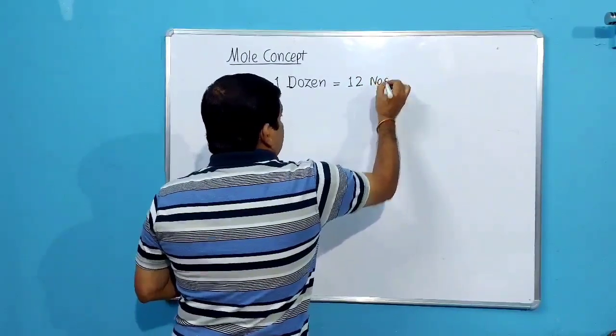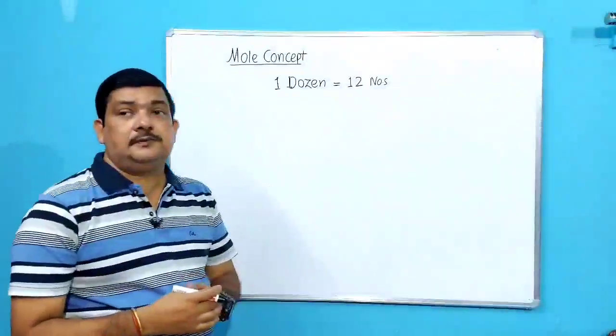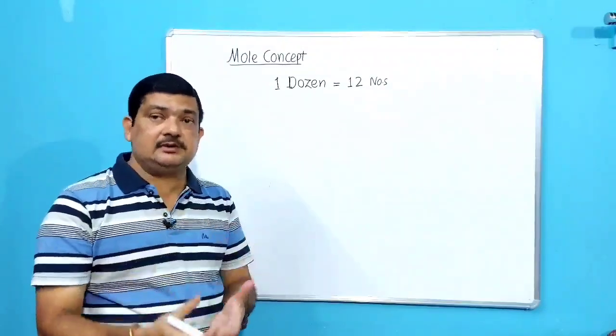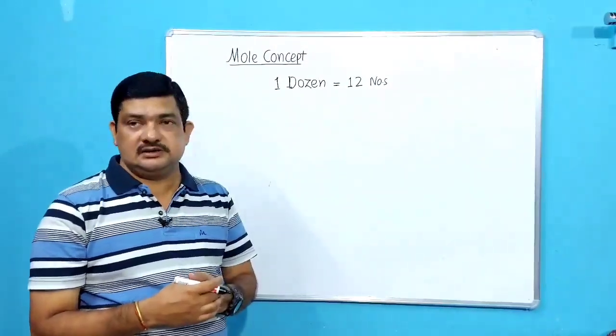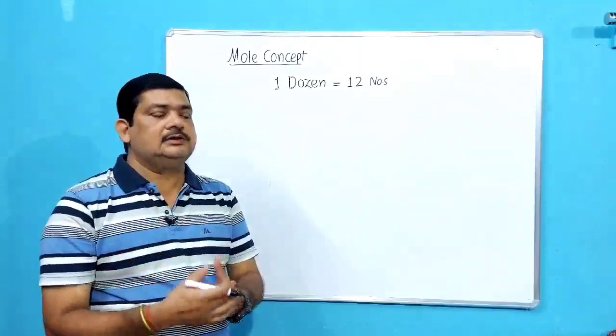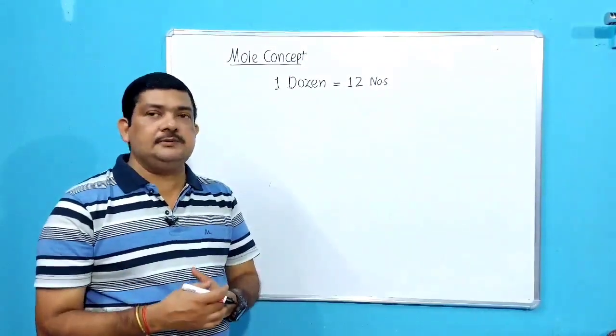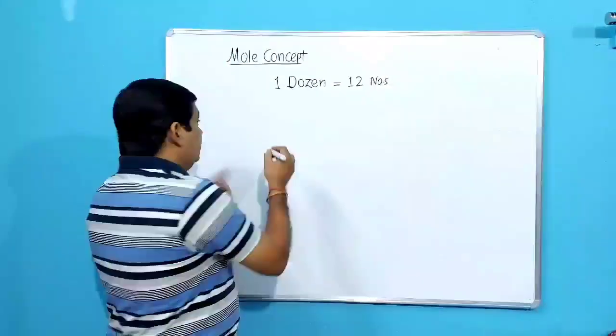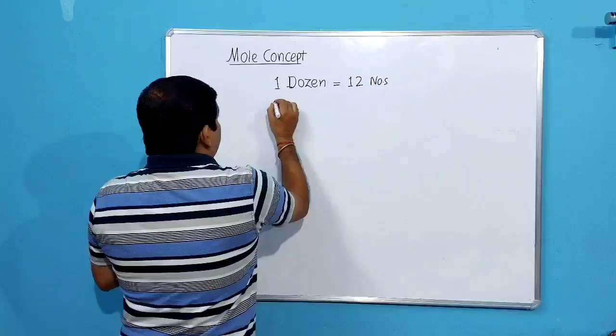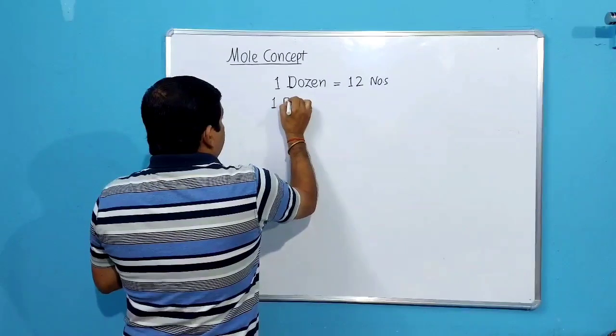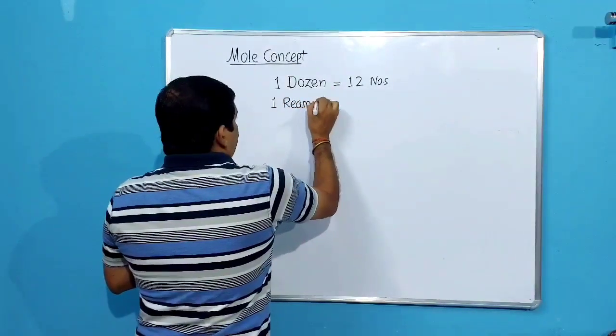12 numbers. So when we go for purchasing banana, we buy a dozen or half dozen there. So then the unit becomes dozen. So some common bigger units are used. Similarly, if you go for a rim of paper, 1 rim of paper.